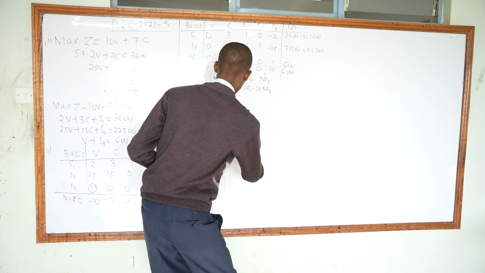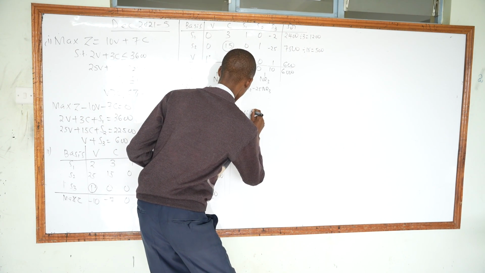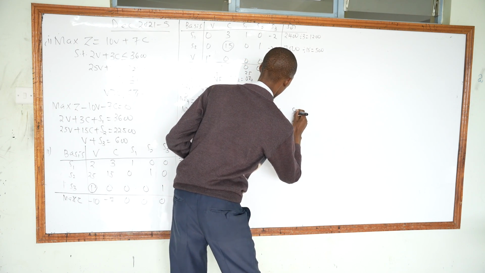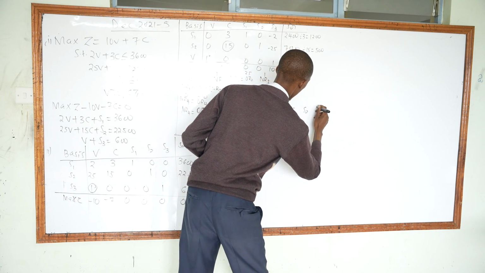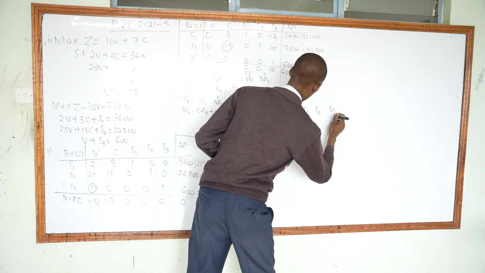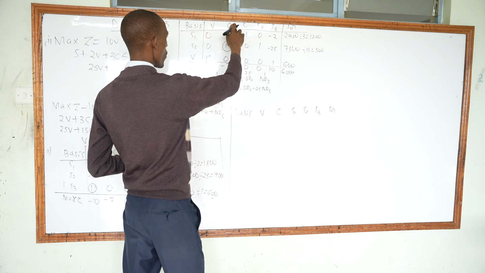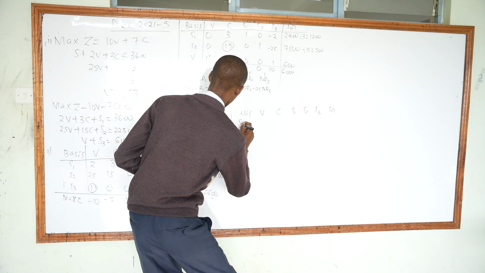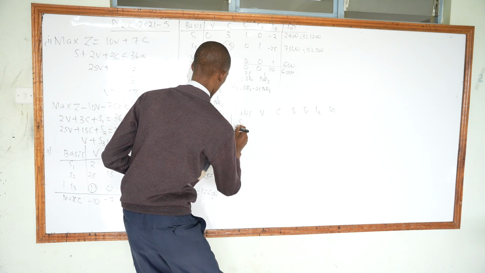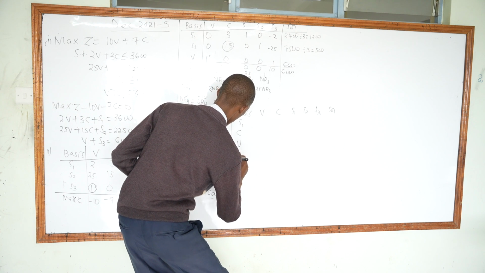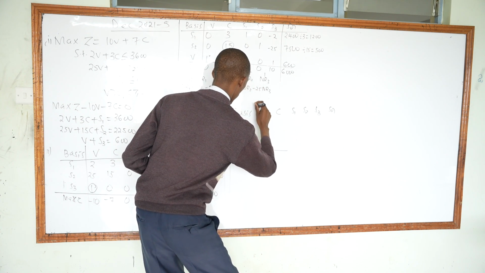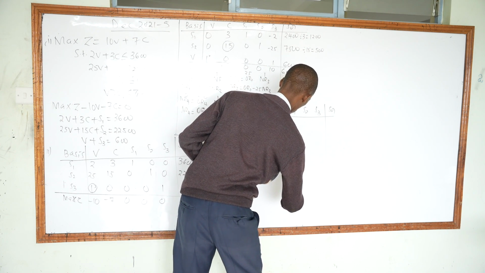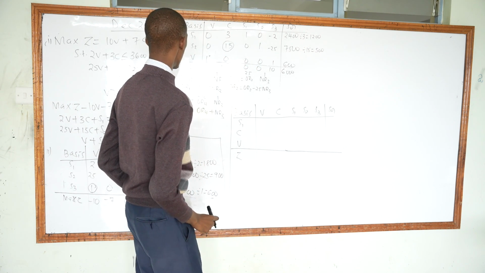So we prepare another table. This is now the next table: B, C, X1, X2, X3, solution. So now S1 will come and replace S2. So we are going to have S1, C now replacing S2, C, B, and Z. Hope you are following. But of course there are more questions on this one.